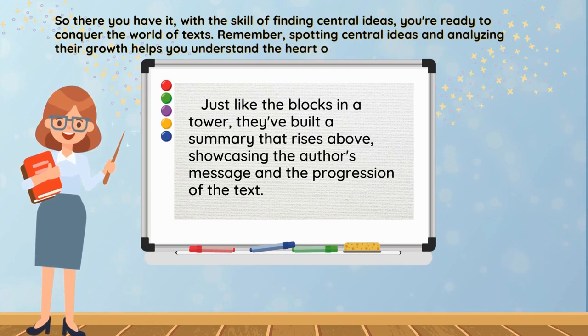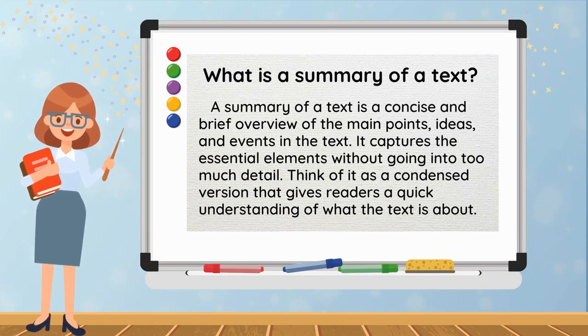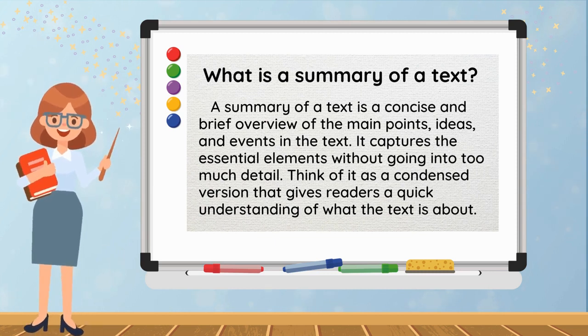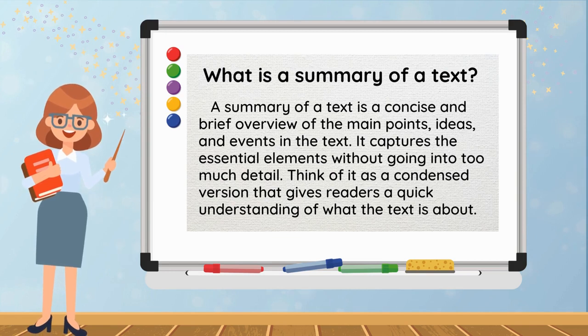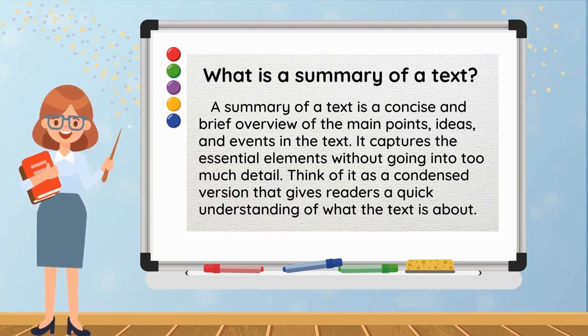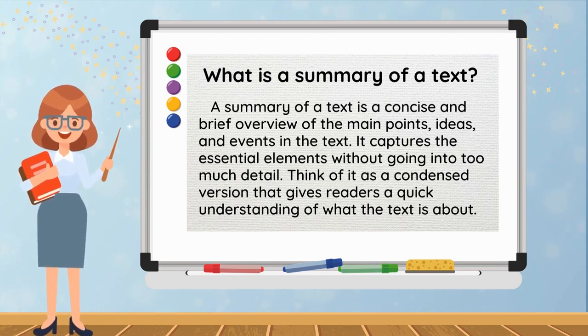What is a summary of a text? Well, a summary of a text is a concise and brief overview of the main points, ideas, and events in the text. It captures the essential elements without going into too much detail. Think of it as a condensed version that gives readers a quick understanding of what the text is about.